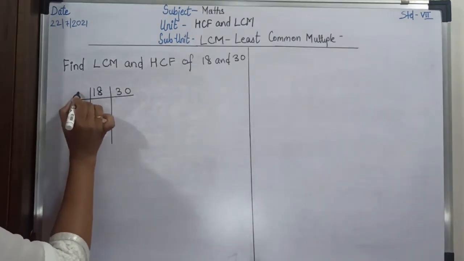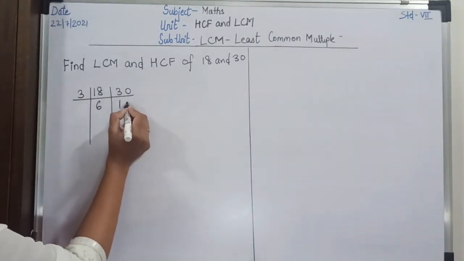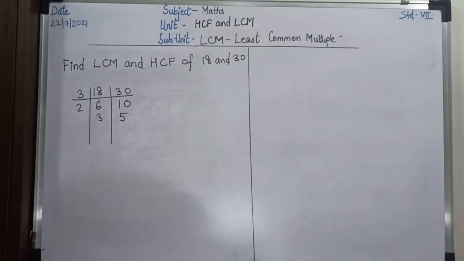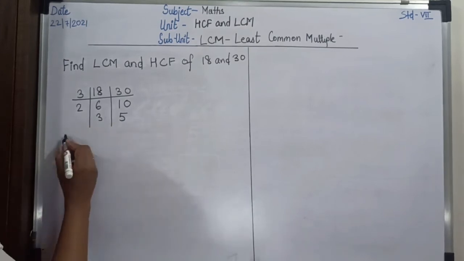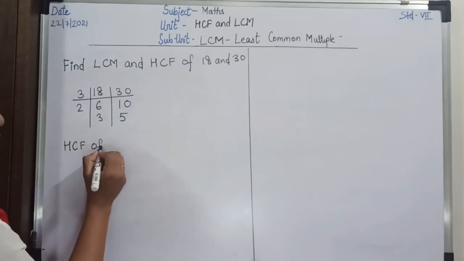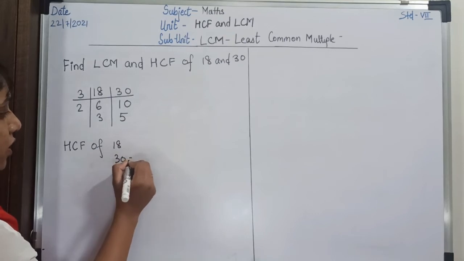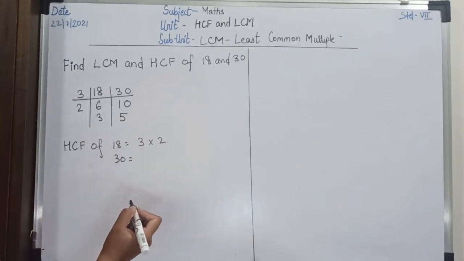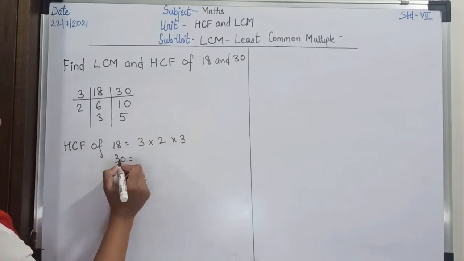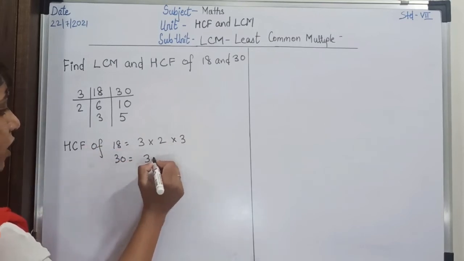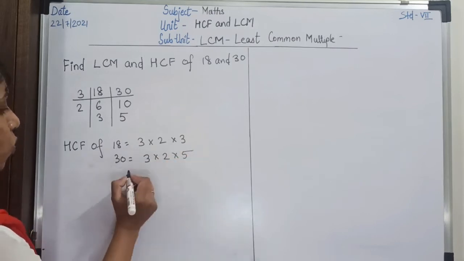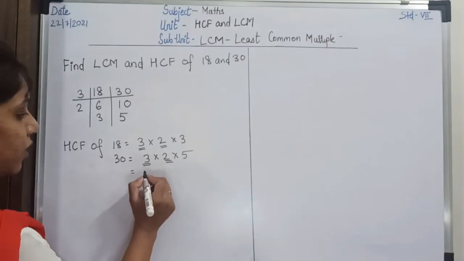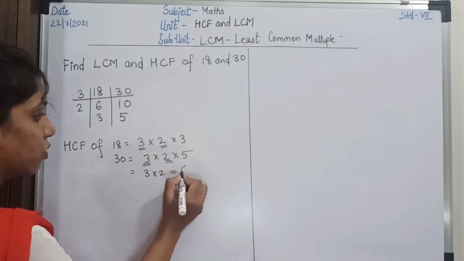So we know in 3 table 18 comes. 3 6s are 18, 3 1s are 3, 0 down. 2 3s are 6, 2 5s are 10. Now these are the numbers which are divisible by itself. So HCF of 18 and 30 is equal to 3 into 2 into 3, and 30 is 3 into 2 into 5. So what are the common factors? It is 3 and 2. So 3 into 2 is equal to 6.